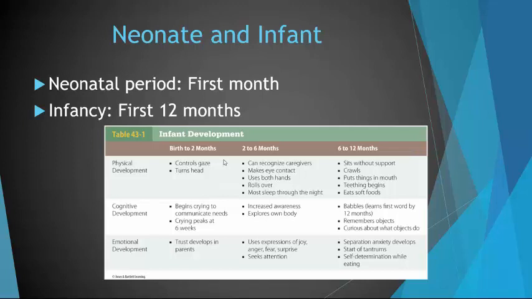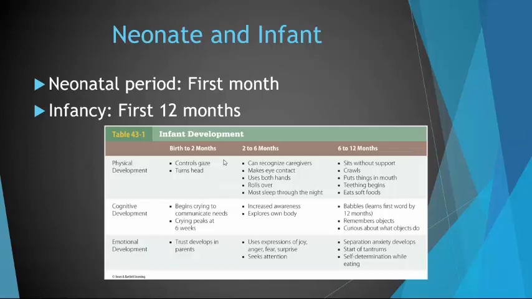At 2 to 6 months, physical development, they can recognize the caregivers, they start making eye contact, they become more aware of the world around them. They explore their own body. They use expressions of joy, anger, fear, surprise, and they start to seek attention.